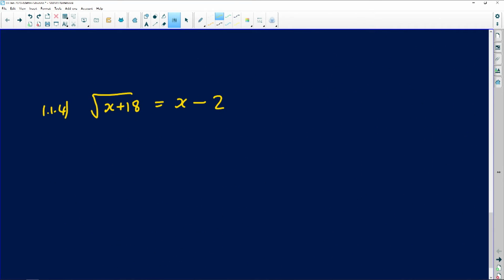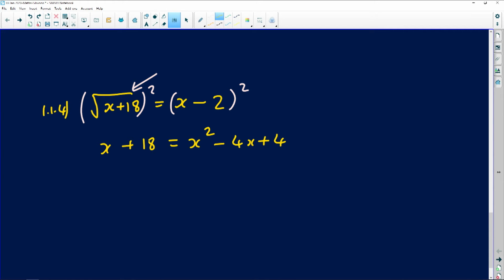Awesome stuff indeed. Right. So the first thing that you need to do here is remove this root sign. How do we do that? We do it by squaring on both sides. If you square on both sides, you'll get x plus 18 on the left, and on the right hand side, you get x squared minus 4x plus 4. Don't make a mistake of only squaring the x and the 2. This is a binomial squared. It always produces a trinomial.